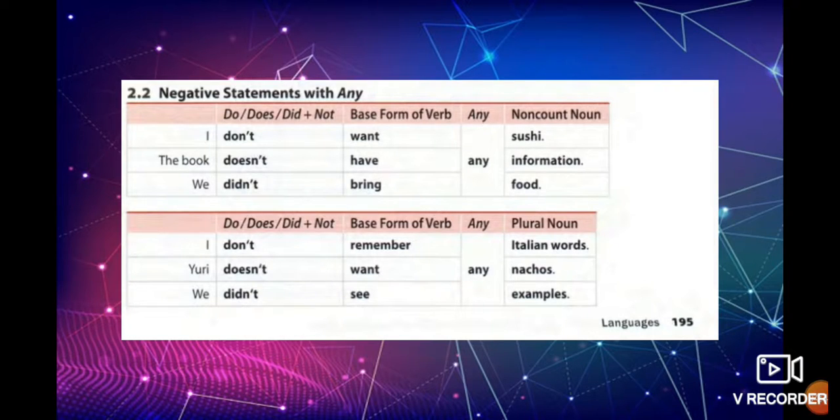Then you have other examples, but with plural nouns. I don't remember any Italian words. Yuri doesn't want any nachos. We didn't see any examples. So you can use any with noncount nouns and also with plural nouns, but in negative statements. Let's continue.